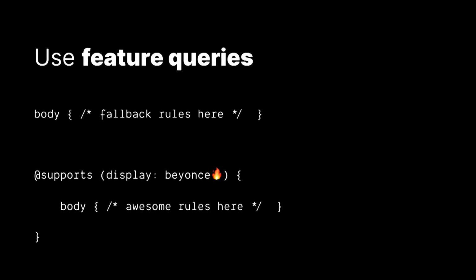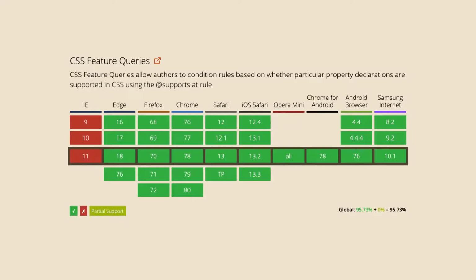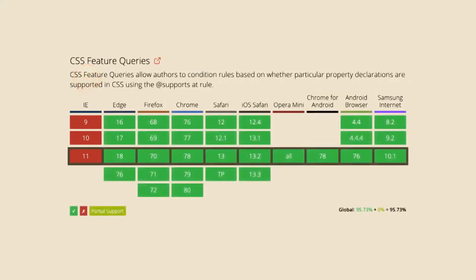And that's where things like feature queries come in. They allow us to group styles within a feature query and only apply them if the browser supports that particular feature. And even in 2019, feature queries are really, really well supported. It's almost an entire sea of green. I mean, except for one particular browser that we will not name. You know things are bad when Opera Mini supports a feature, but Internet Explorer does not. That's pretty bad.